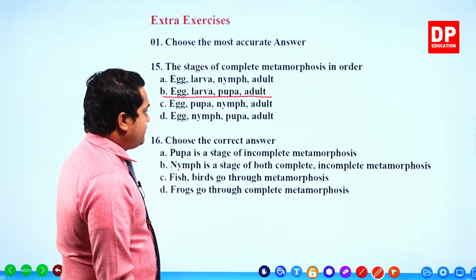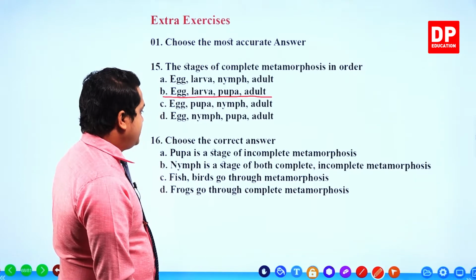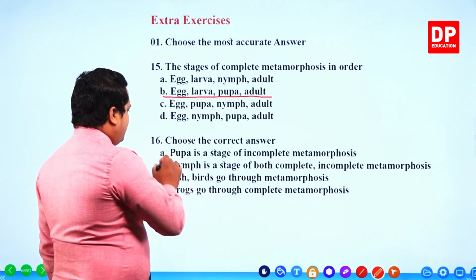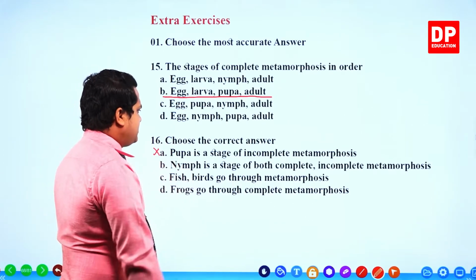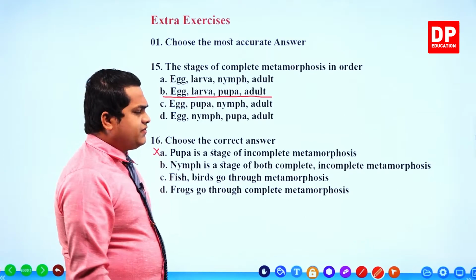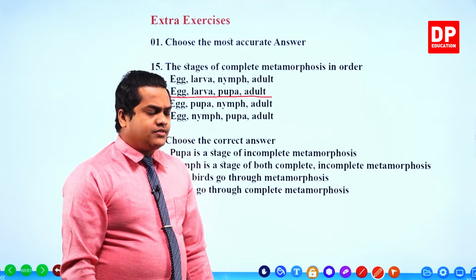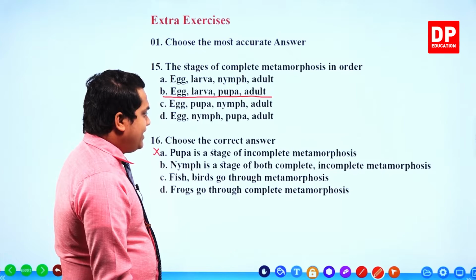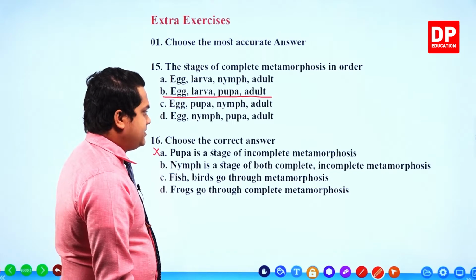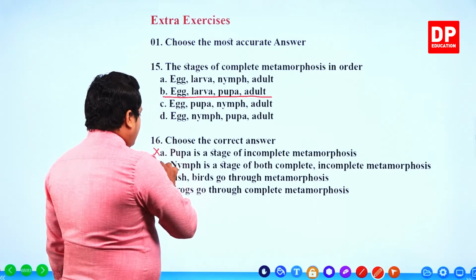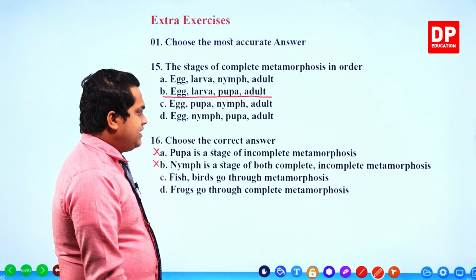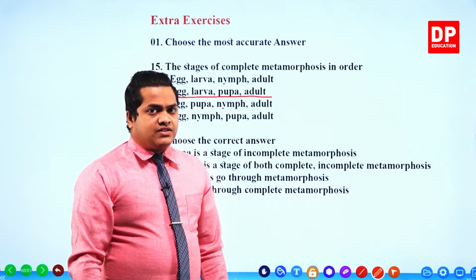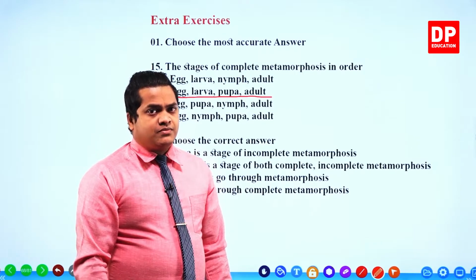Pupa is a stage of incomplete metamorphosis. So, you have to choose the correct answer. Pupa is not a stage of incomplete metamorphosis. Pupa is a stage of complete metamorphosis, right? Nymph is a stage of both complete and incomplete metamorphosis. Once again, incorrect. Nymphal stage can only be seen within the incomplete metamorphosis. We can't observe the nymphal stage in both these metamorphosis processes, right?